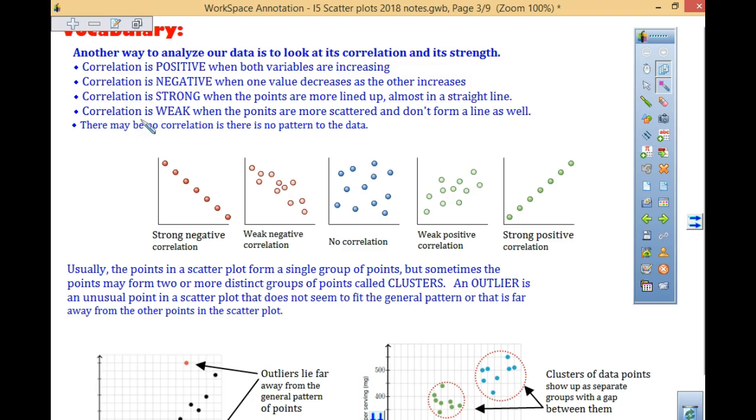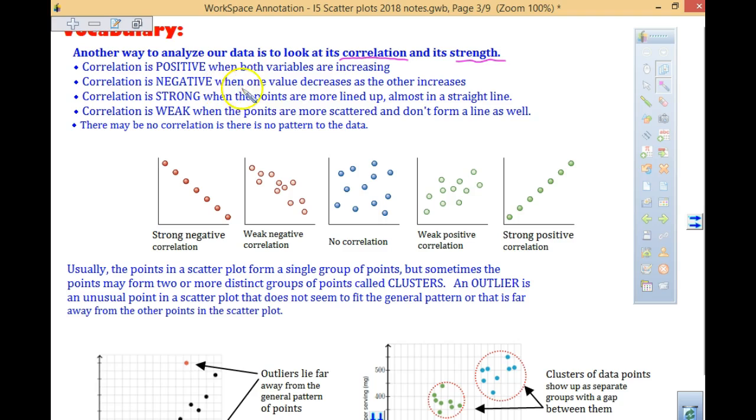Other vocabulary that we are going to be looking at is on that next screen down in your notes. It says another way to analyze our data is to look for correlation and its strength. So these are some things we're going to ask you in your homework tonight. Correlation is positive. Both values are increasing. This one is strong positive. As the x increases, the y increases. This one is a weaker positive.